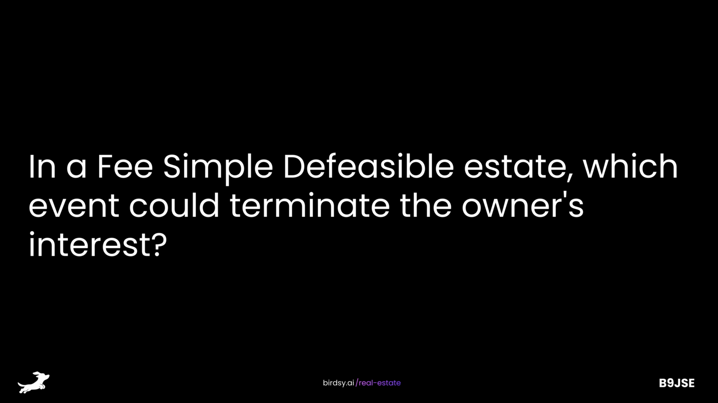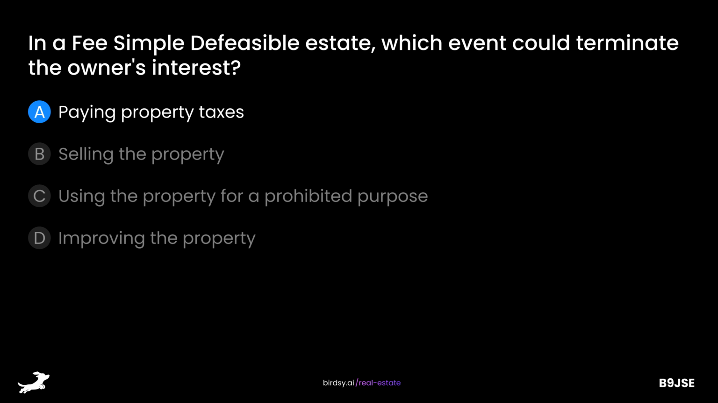In a fee simple defeasible estate, which event could terminate the owner's interest? Is it A, paying property taxes, B, selling the property, C, using the property for a prohibited purpose, or D, improving the property? The answer is C, using the property for a prohibited purpose.